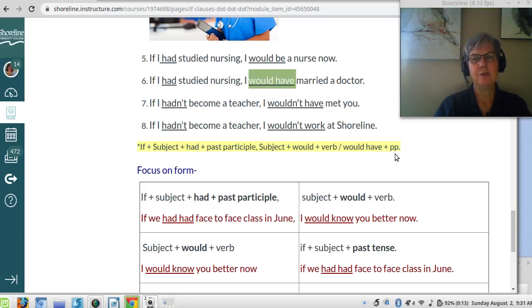So I wrote down the formula here. If subject had past participle, comma, subject would plus verb, or would have plus the past participle. So let's look at it here. If we had had face-to-face class in June, I would know you better now. This first had is for past tense if. The second had is have face-to-face. That's the main verb. Just like here, if I had, the verb is studied, hadn't become. The had just means past tense and then you need a verb.